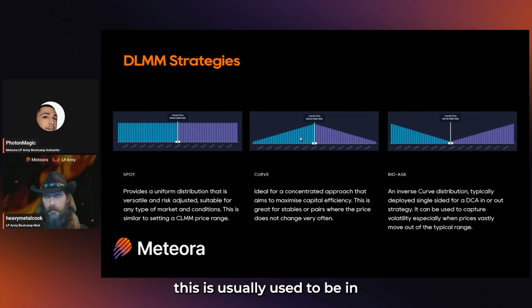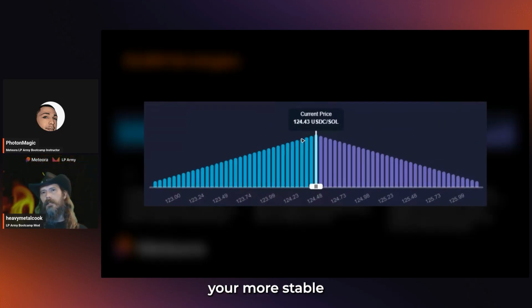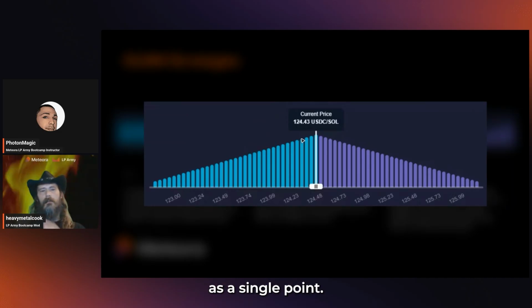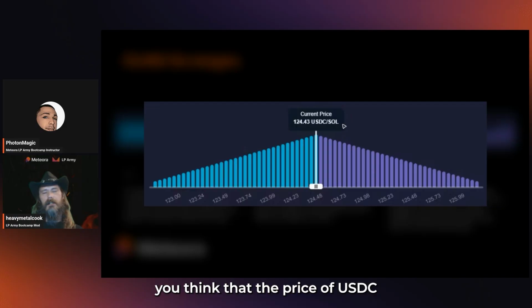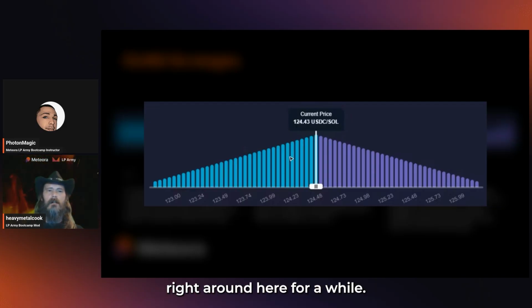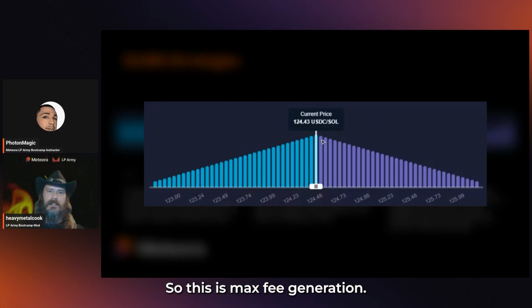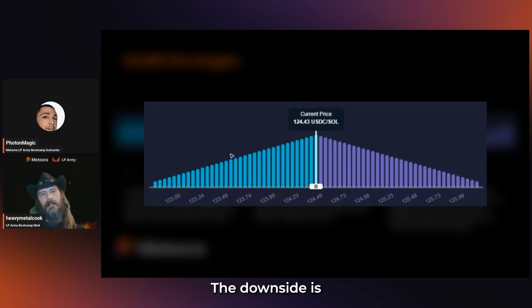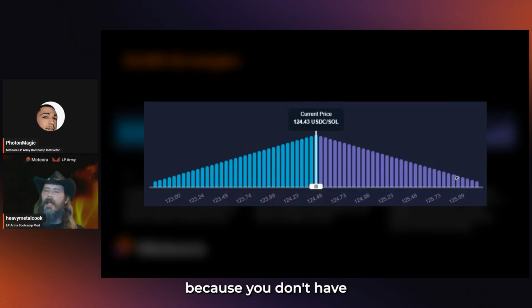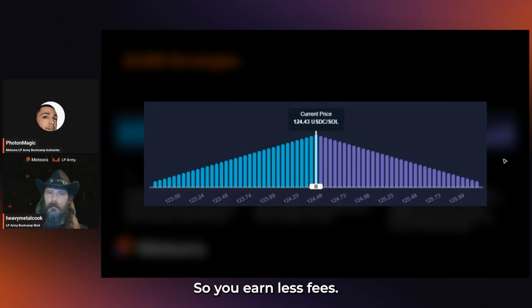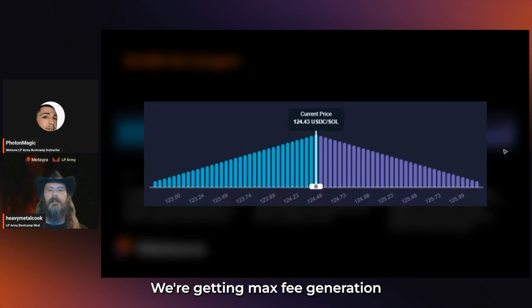The curve is usually used in your more stable pools, allowing you to focus that liquidity at a single point. Let's say you think the price of USDC and SOL is going to stay right around here for a while. If you use that curve, you're focusing more of your liquidity right here. So this is max fee generation. The downside is if the price swings to the outsides, you're not earning as many fees because you don't have as much liquidity in those bins. There's less to trade with, so you earn fewer fees. We're getting max fee generation here at the top.